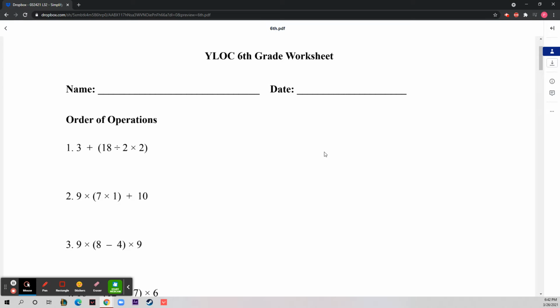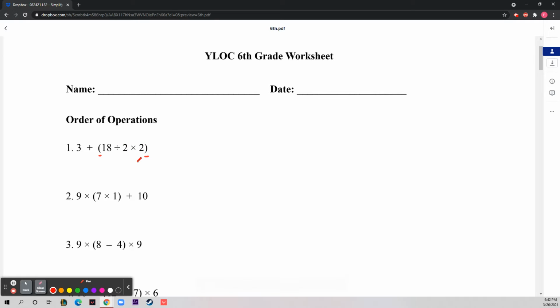Hello everybody, so today we're going to be starting off with order of operations, or PEMDAS, which is Please Excuse My Dear Aunt Sally: parentheses, exponent, multiplication, division, addition, subtraction. Okay, so number one, 3 plus parentheses, so this is first, 18 divided by 2 times 2.